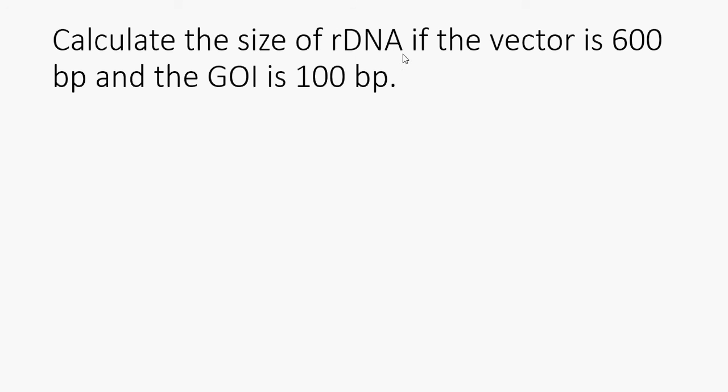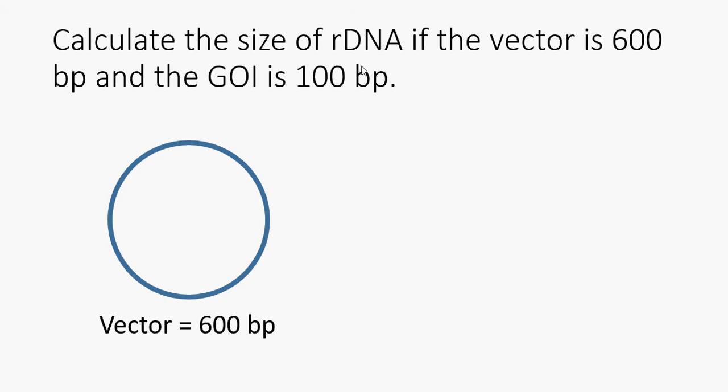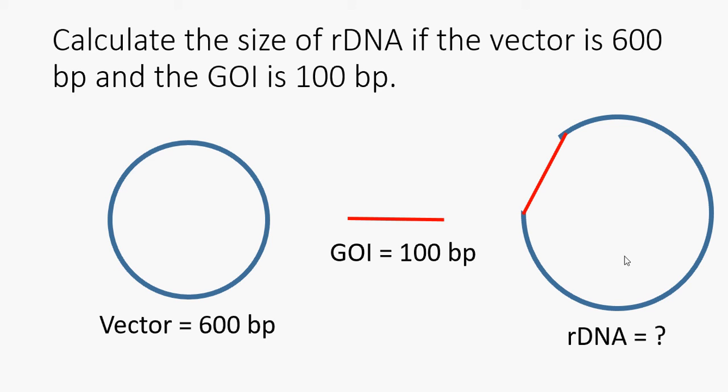So we have our vector. We know that this is 600 base pairs, that's given in the problem. We have a gene of interest. We know that this is 100 base pairs. Somehow we're going to use our restriction enzymes and ligase to cut these and then combine them. So what is the final size of the recombinant DNA? And for this, you must remember you are taking this gene of interest and adding it to the vector. So therefore, the size of the recombinant DNA will always be the size of the gene of interest plus the size of the vector. So in this example, 600 base pairs plus 100 base pairs. This would be 700 base pairs total. Nothing tricky there.